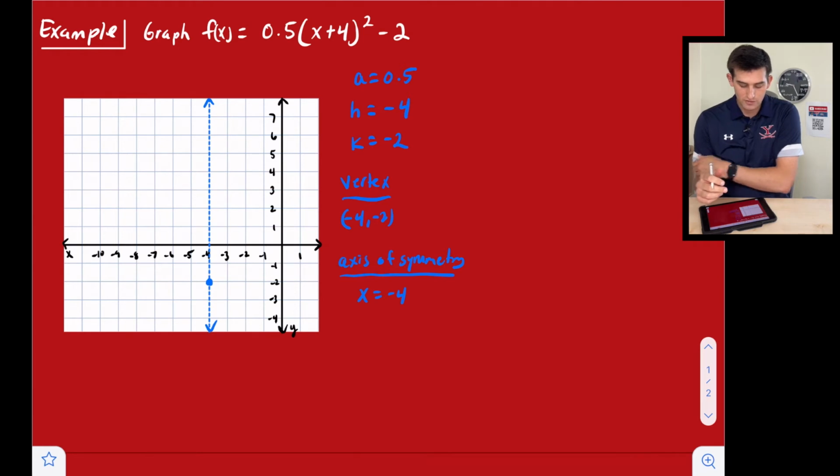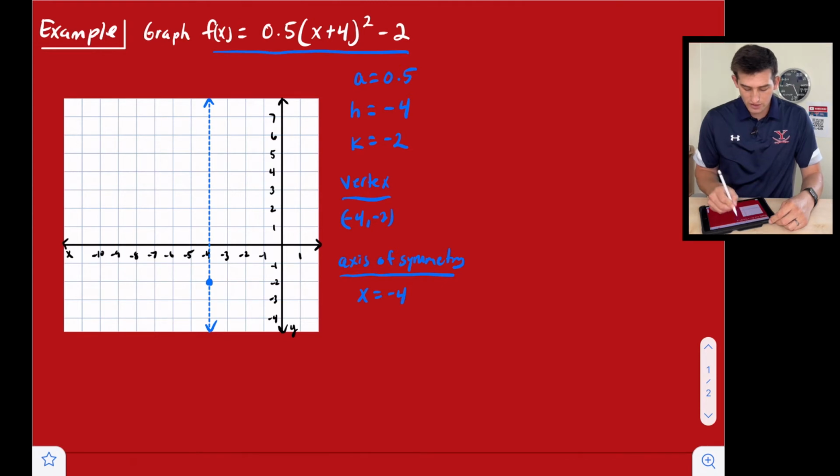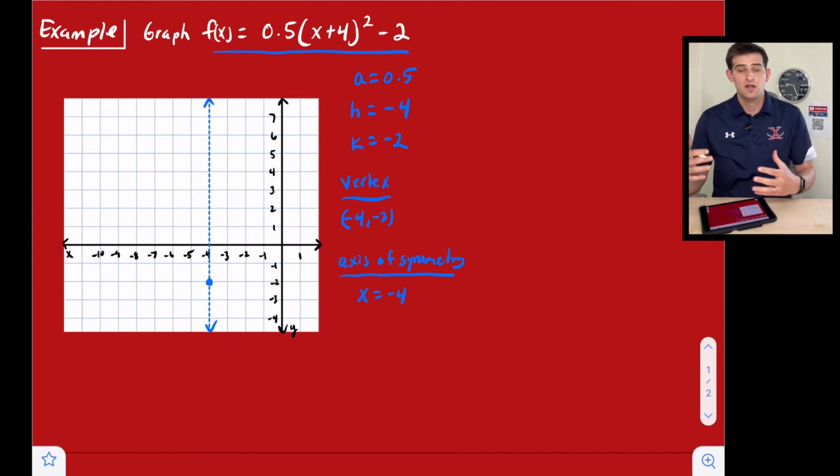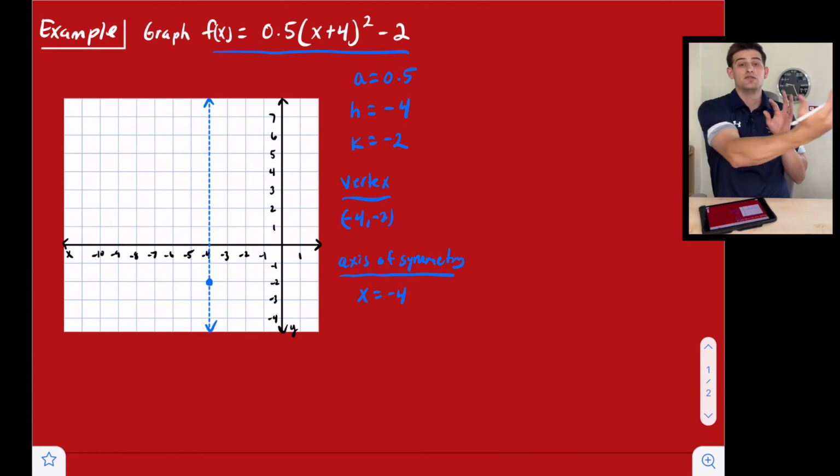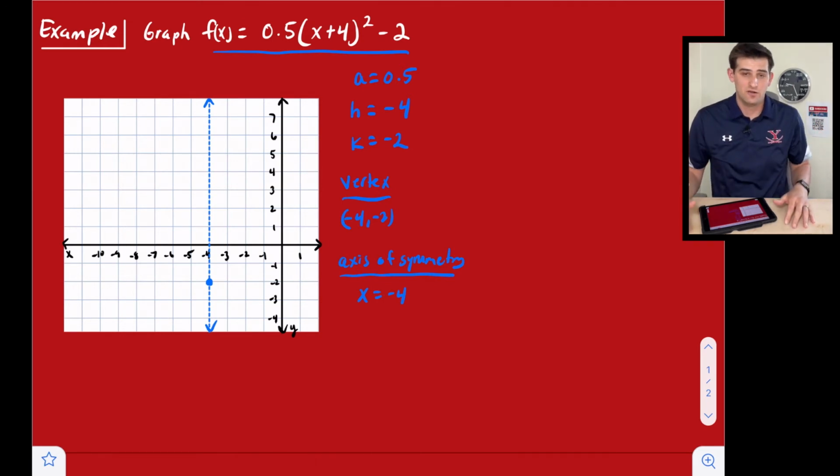So now what we can do is pick two x values either to the left or to the right of our axis of symmetry, so either to the left of negative 4 or to the right of negative 4, and we can plug them back into our original equation up here for x to find a couple other coordinates on our parabola. When we do this, let's pick 2 points that are both to the right or both to the left, because if we choose 2 points to the right of our vertex, we can then reflect those 2 points over to the other side, and we have 5 points now for our parabola.